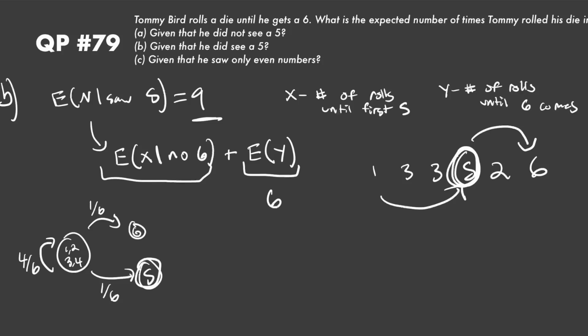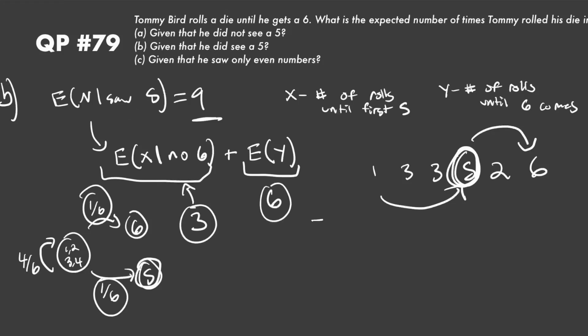And now we're saying, what is the expected number of rolls until we see our first 5, given that we did not see a 6. Remember previously in part A, we were computing the expected number of rolls until our first 6, given that we did not see a 5. So it's the mirror image of this, and just by symmetry, you can tell that we're going to get the exact same answer. So this right here is just going to be 3, and then the expected value of n given that we saw 5 is just going to be 3 plus 6, so it's going to be 9, exactly what we got using the law of total expectation.